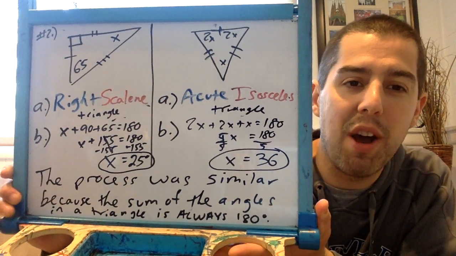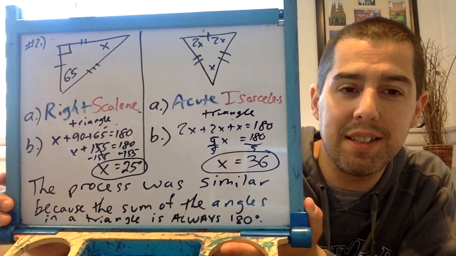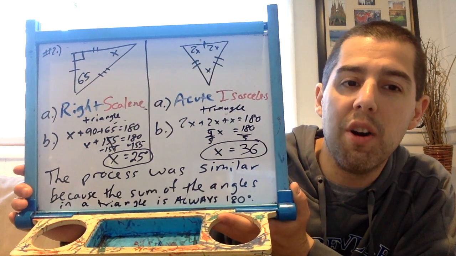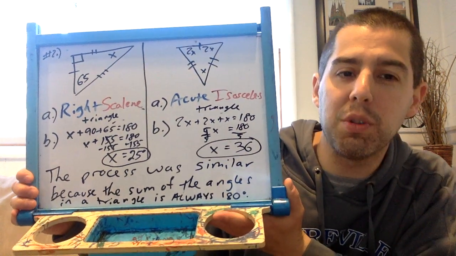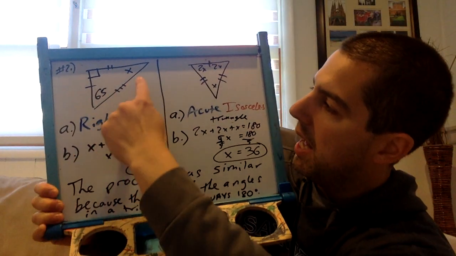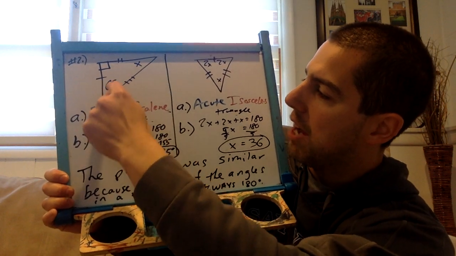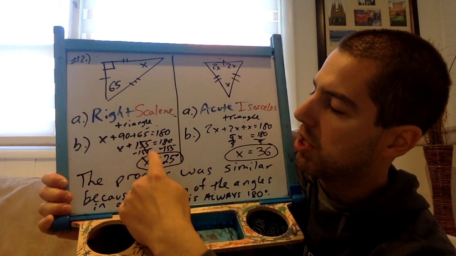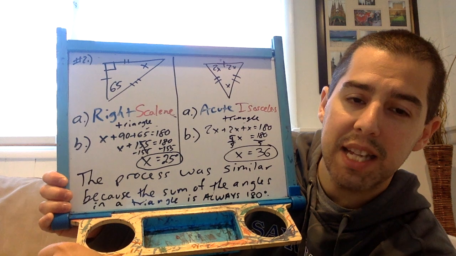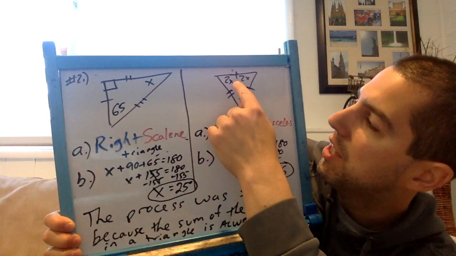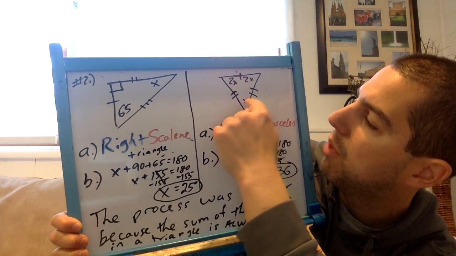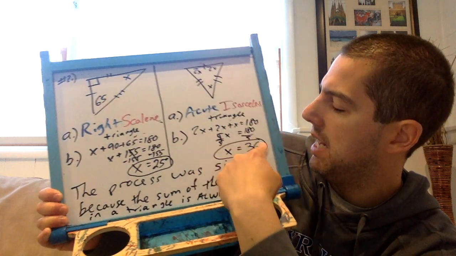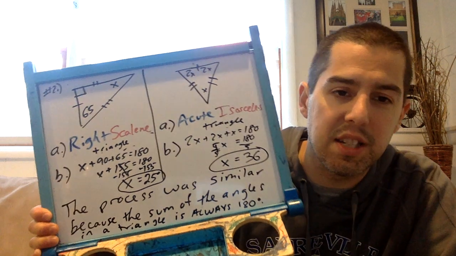Now, for part B, you have to figure out what the angle x equals. So for both of these, I'm going to set them equal to 180 degrees. x plus the 90-degree angle plus 65 equals 180. Add the 2 angles that I know, subtract 155, and I'll get the missing angle is 25 degrees. For the second one, 2x plus x equals 180, and I get 5x equals 180. Divide both sides by 5, I get 36 degrees.